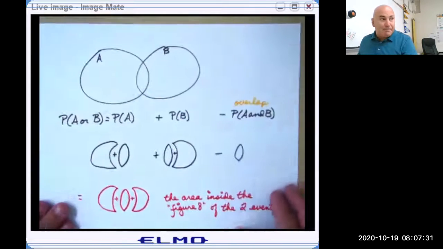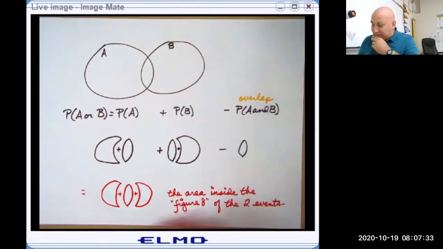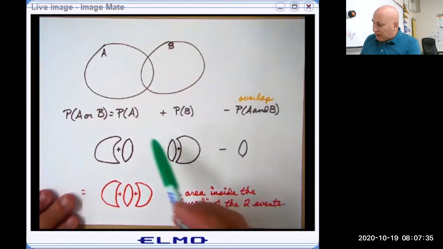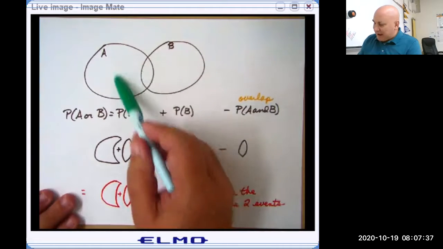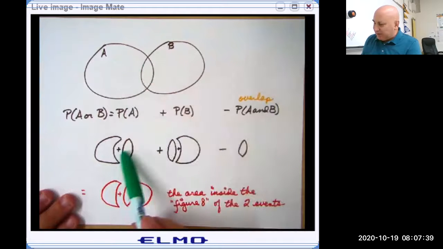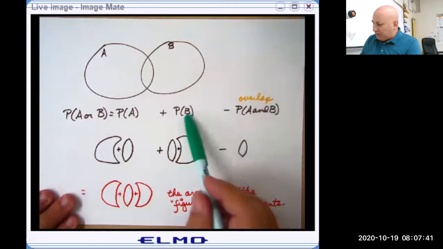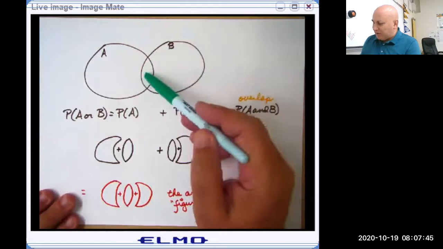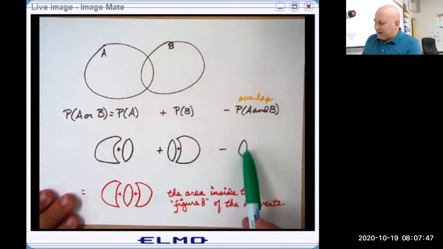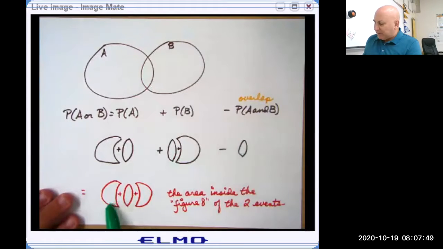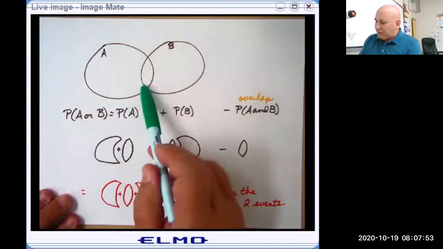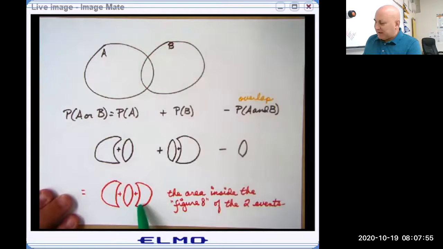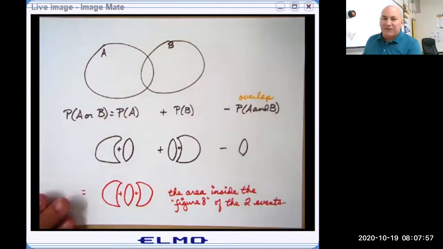To look at that graphically, the probability of A is this Pac-Man shape over here plus the overlap. The probability of B is this other Pac-Man shape plus the overlap. We have to take out one of those overlaps so that you get the area of all 3 of those regions, which is the area inside the figure 8.